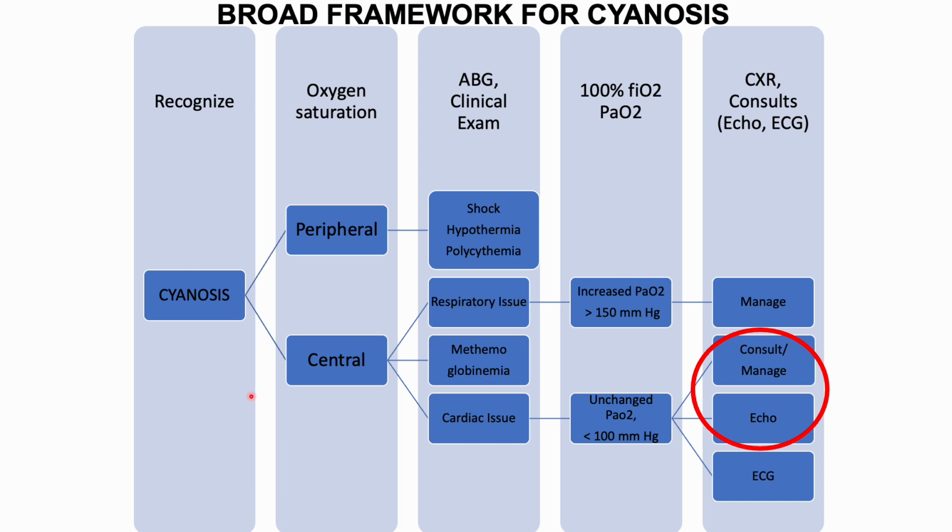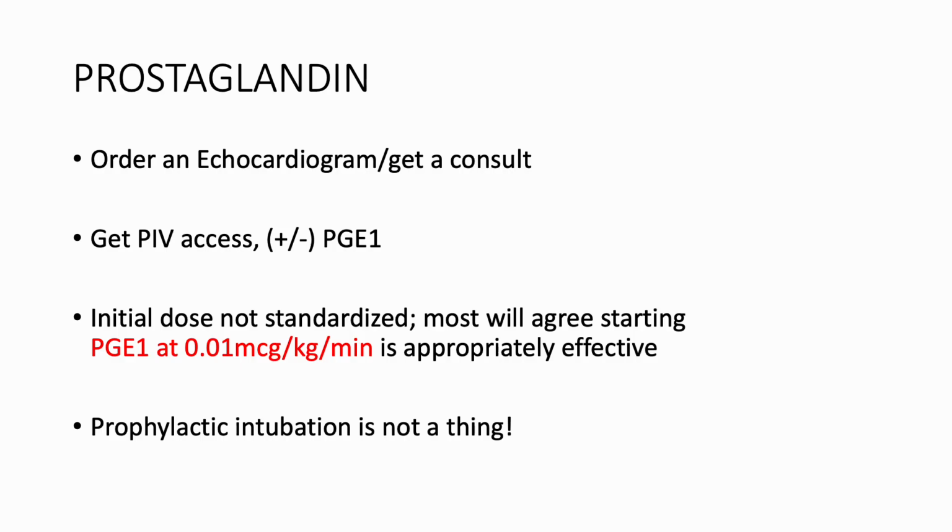So now that you have gone through your framework, you have come to the conclusion that this is central cyanosis related to a cardiac issue, and you really need to manage this child, consult a cardiologist, get an echo. So you're at this point. What are you going to do? I wanted to sneak in a slide on prostaglandins here. You get an echocardiogram, but prostaglandins can be a lifesaver even before you know what the final diagnosis is.